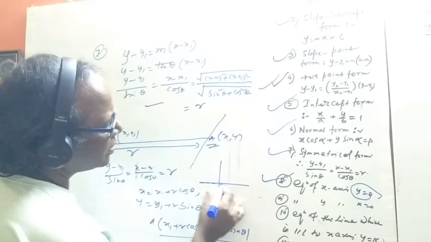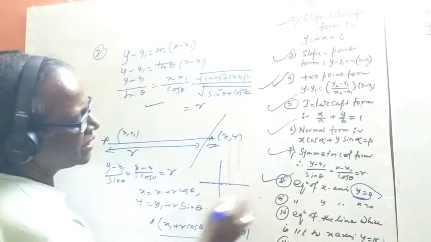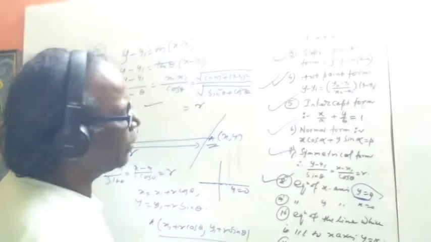Now question number 8, equation of x-axis, that is we write y equal to 0. So you all know that any point on the x-axis has y equal to 0. So when y is 0, any point on the x-axis, the variable y is 0. That's why it's called x-axis, y equal to 0.